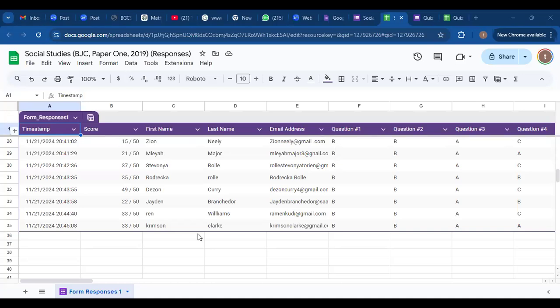Crimson Clark, what number you on? I mean, Crimson Clark, I see you got a 30, 33 or a 50. Yes, sir. I have to redo it. You have to redo that. Try to get at least 40.